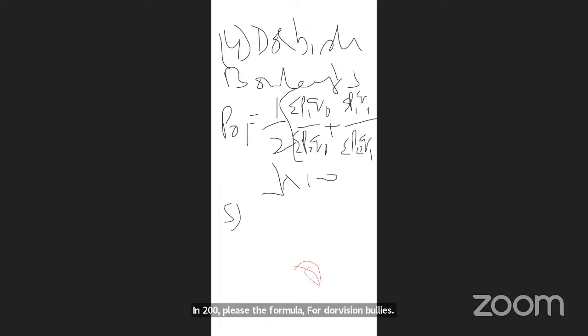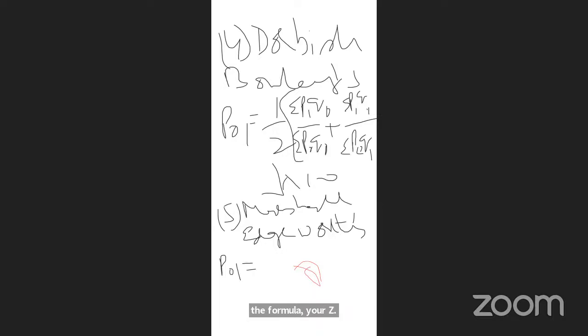The next we have Marshall-Edgeworth method. Marshall-Edgeworth method. The formula here is equal to sigma P1 into Q0 plus Q1 divided by sigma P0 into Q0 plus Q1 multiplied with 100. So these are the methods we have.